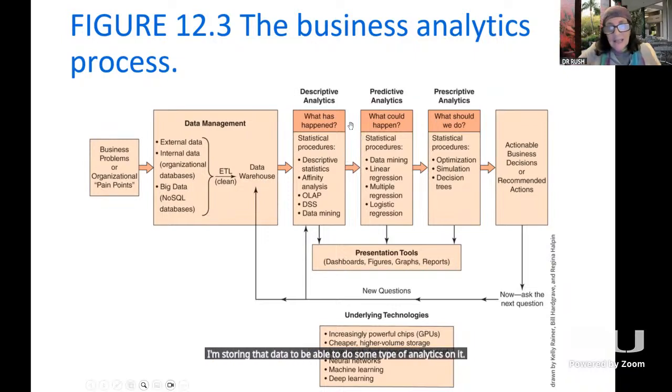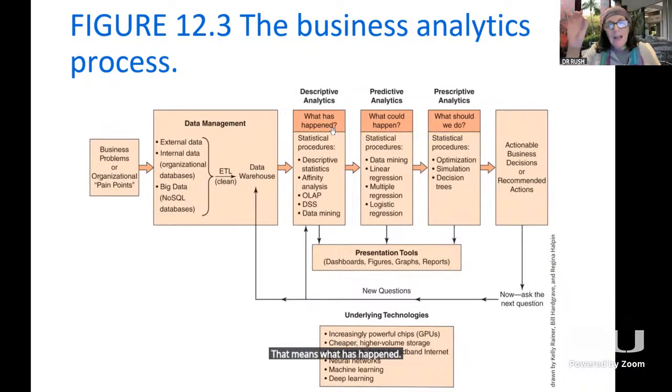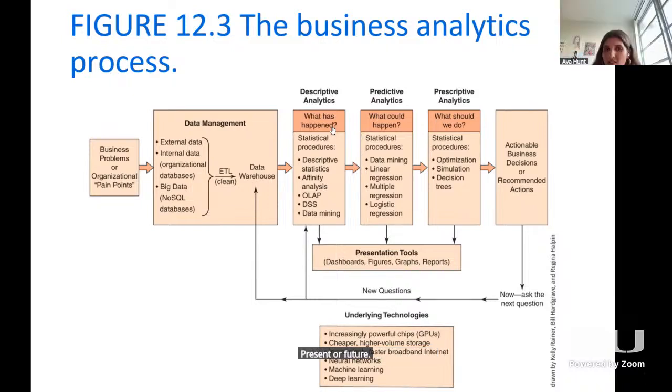And the analytics, Ava, are 3 types. The first type is called descriptive analytics. That means what has happened. This is your choice. Descriptive analytics: what has happened? Is it past, present, or future? Past. Past, of course. Has. You know English, right? Has is in the past tense.